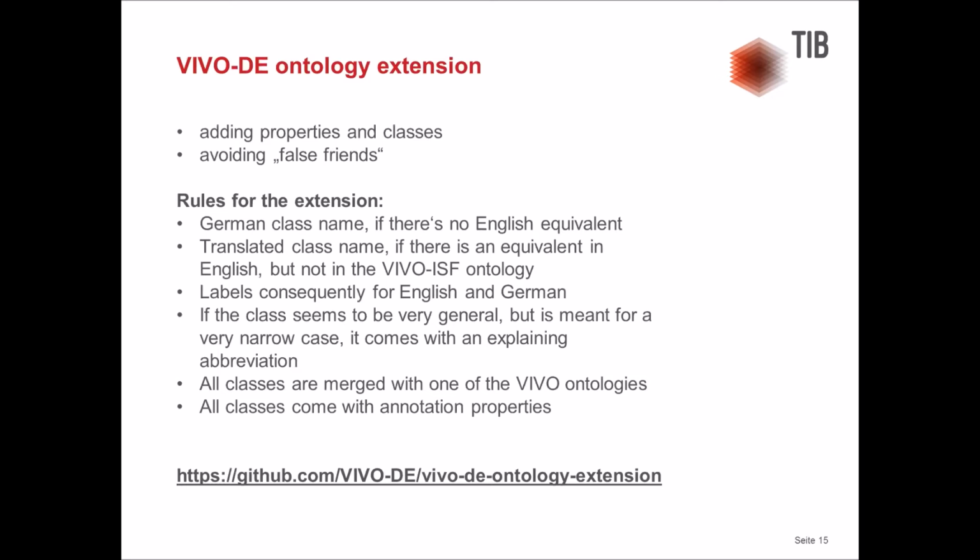If the class seems to be very general but is meant for a very narrow case, it comes with an explaining abbreviation. I think a good example for this is Promotion. It can be pronounced like promotion in English, but it means a completely different thing. In German, a Promotion means the process of getting a PhD. So we have the label Promotion and then in brackets German. All classes are merged with one of the VIVO ontologies, and all classes come with annotation properties. So the complete VIVO-DE ontology extension can be imported and be used ready to go.